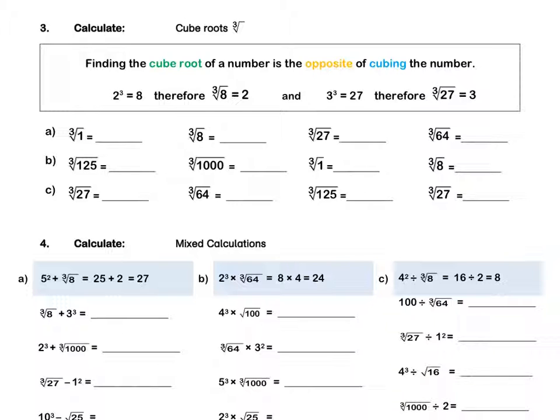For A, the cube root of 1 is 1 because 1 cubed is 1. The cube root of 8 is 2 because 2 cubed is 8. The cube root of 27 is 3 because 3 cubed is 27. Press pause to complete question 3. Use the memo to mark your answers when you are done.